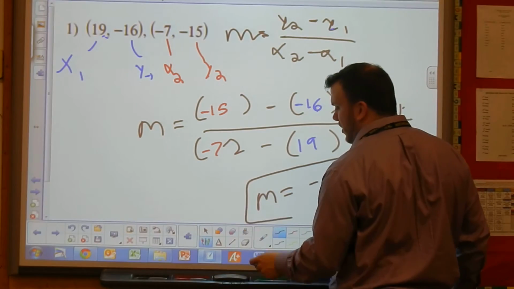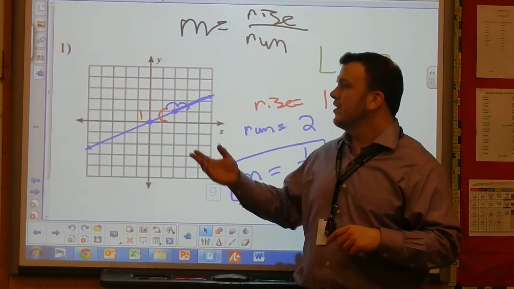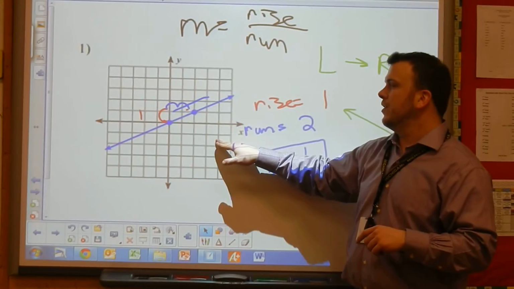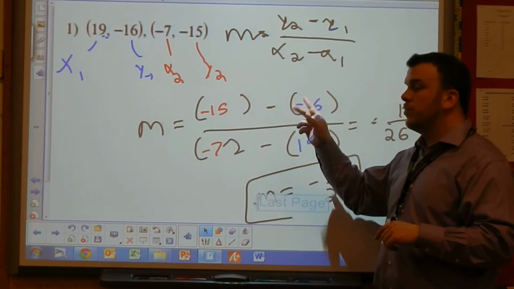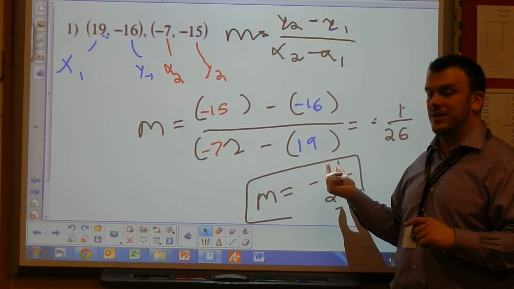So, to conclude this, remember, if you're ever dealing with a graph, look at your rise and your run. But if you're ever dealing with 2 points, y2 minus y1 over x2 minus x1.